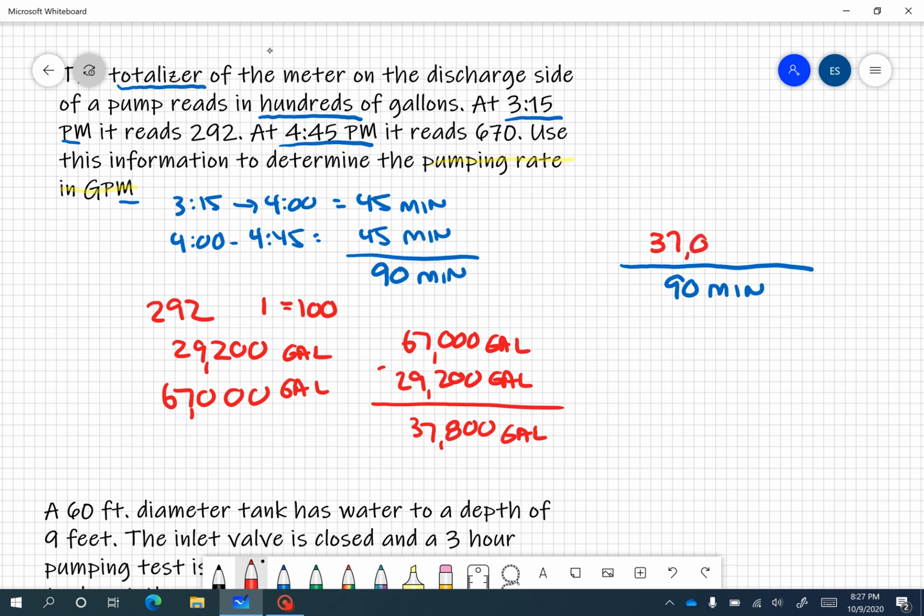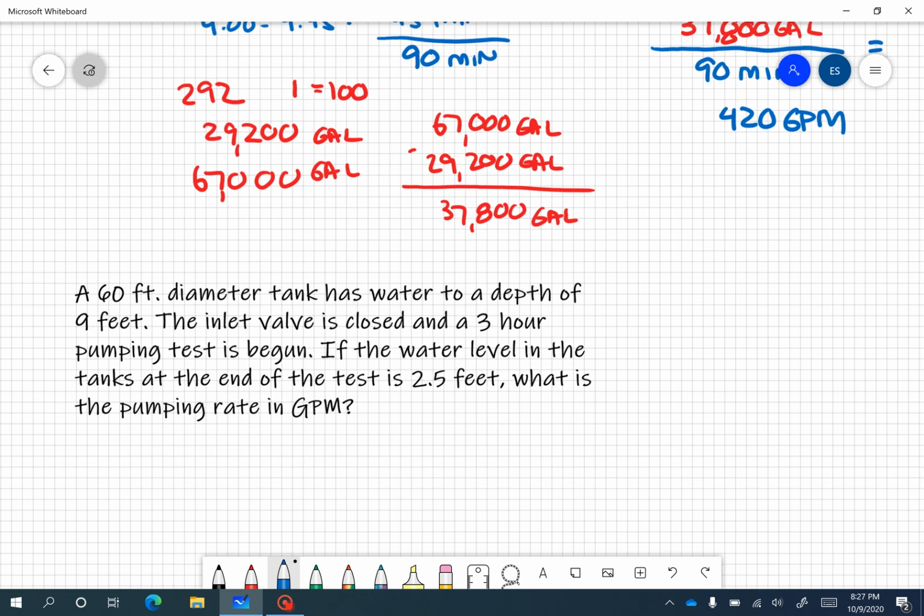So 37,800 gallons divided by 90 minutes equals, and I come up with 420 gallons per minute. So there's problem number 1.